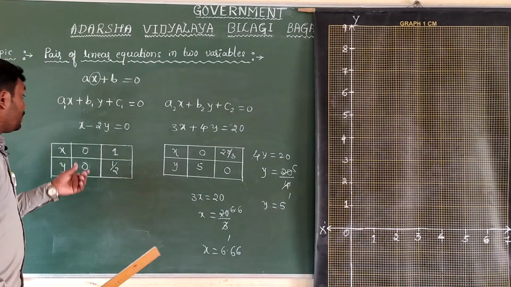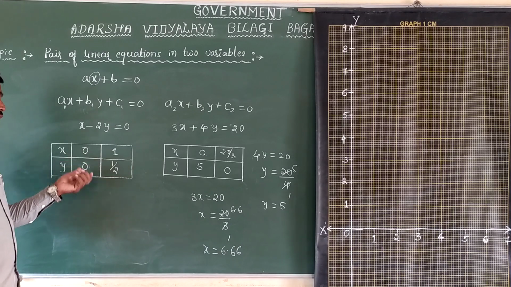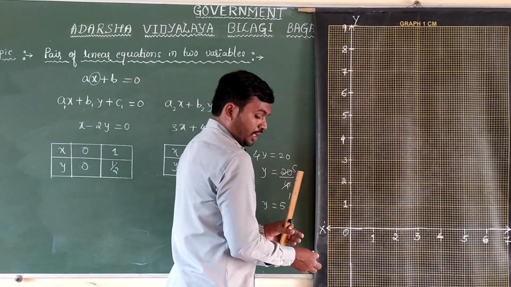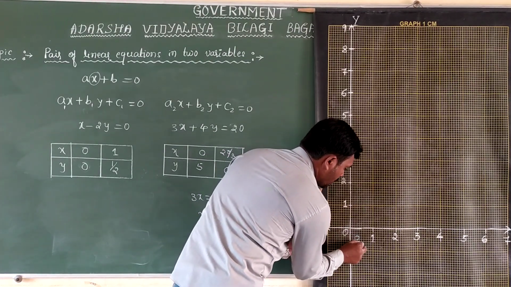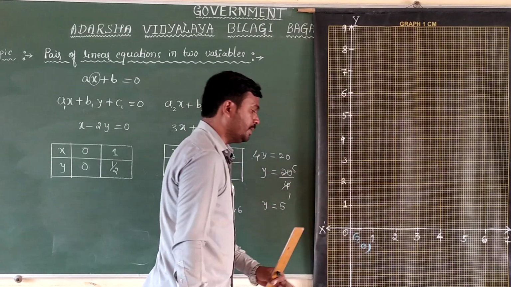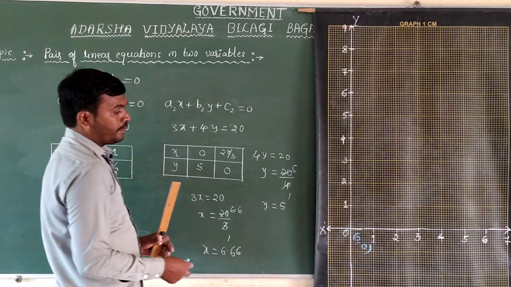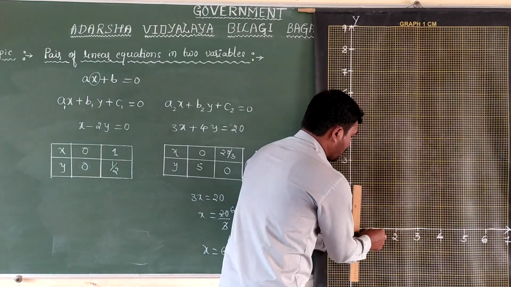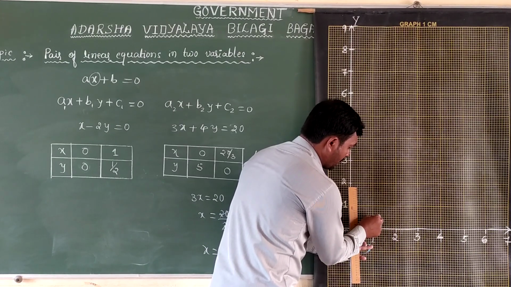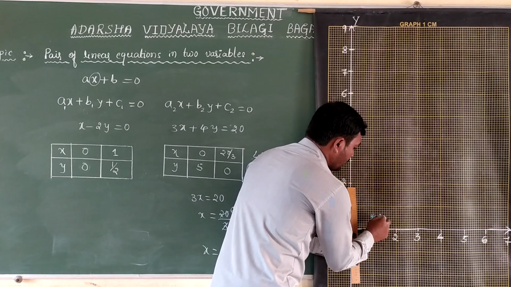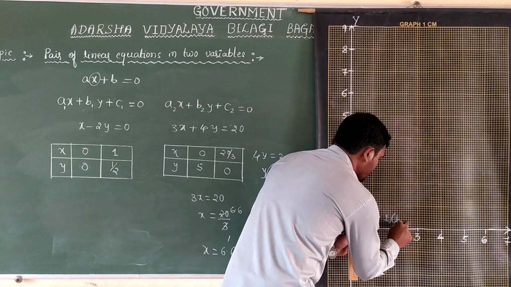If I draw the graph of these two tables, children, here I will draw the graph of the first equation, that is x minus 2y equals 0. The first coordinates are 0, 0, so I will plot 0, 0 on the graph. Here 0, 0 comes at the origin. It is the first point. And the second point is x is 1, y is 1 by 2. 1 by 2 means half: 0.1, 0.2, 0.3, 0.4, 0.5. So this is half. Y is half, x is 1. This is the second point, children.